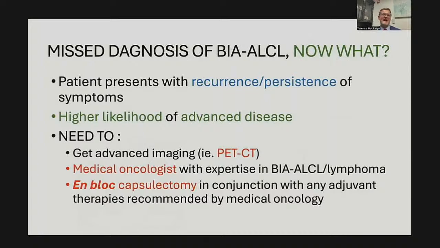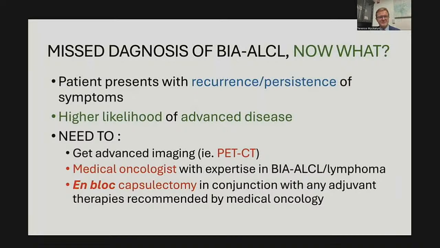Sometimes what can happen is that the patient has an explant, potentially a capsulectomy, maybe not, but there's no information to suggest that they have BIA-ALCL. None of the pathology came back, and there was no assessment done prior to surgery. So this disease can either recur or persist. Of course, if the disease is there and it's not adequately treated, there's a much higher likelihood of advanced disease and of potentially needing more advanced treatments.